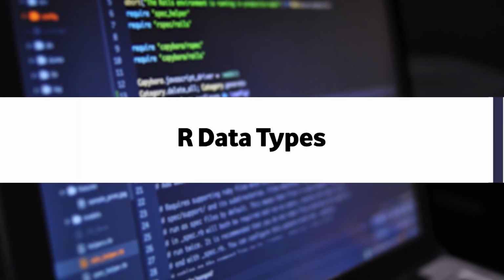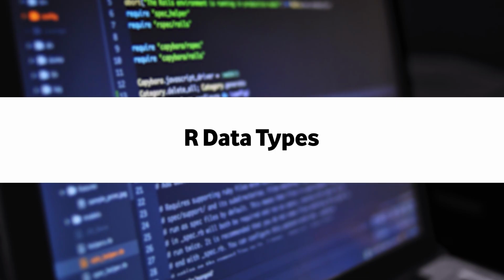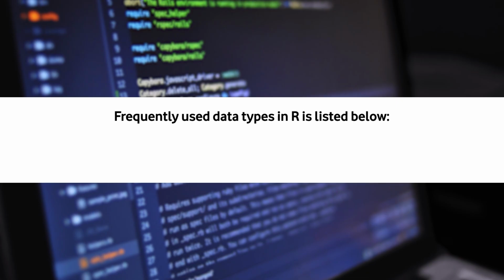Moving on forward now, we will discuss the different R data types. The frequently used R data types are logical, numeric, integer, complex and characters. I will discuss these data types one by one with examples as well.